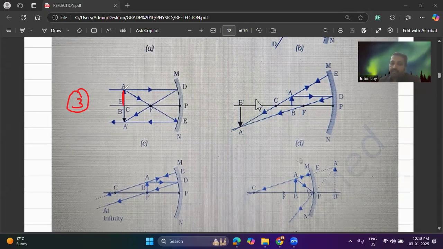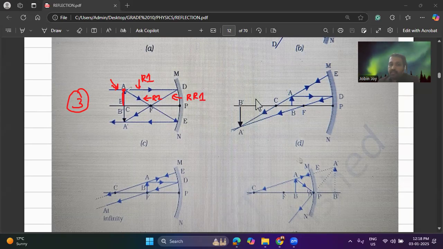Similar to the previous two cases, I am considering two rays from point A. Ray 1 is parallel to the principal axis, and I am considering another ray that is passing through the focus. We know that if the ray is parallel to the principal axis, it will pass through the focus. So this is the reflected ray 1, passing through the focus.